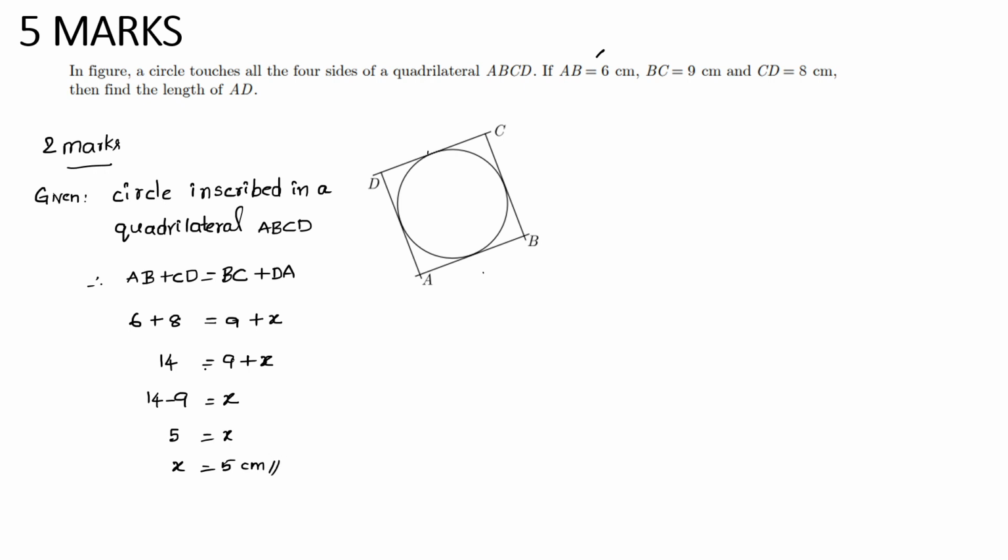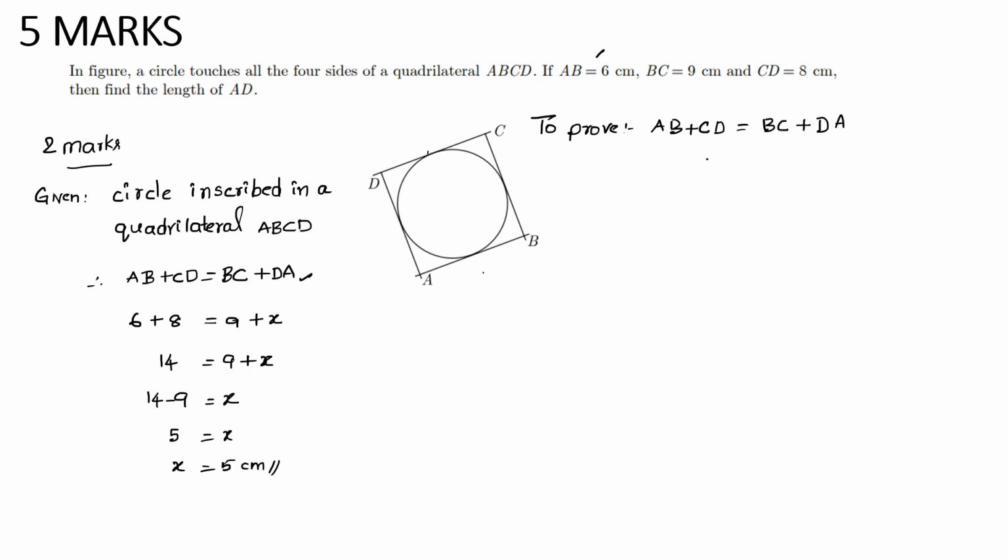But what if he asked to prove this thing? To prove. So the same question, how they ask is, a circle is inscribed in a quadrilateral, prove that AB plus CD is equal to BC plus DA. We have to prove AB plus CD is equal to BC plus DA.